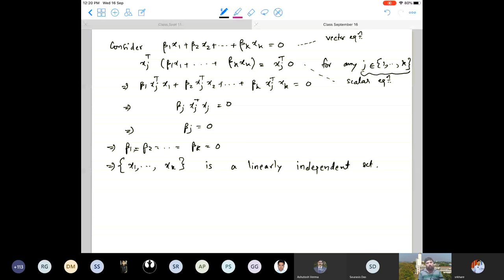So I hope this argument is clear, because this argument I think we'll use 3-4 times in today's lecture. If there is any doubt, you can ask now, but this is a very important argument. Is this argument clear?